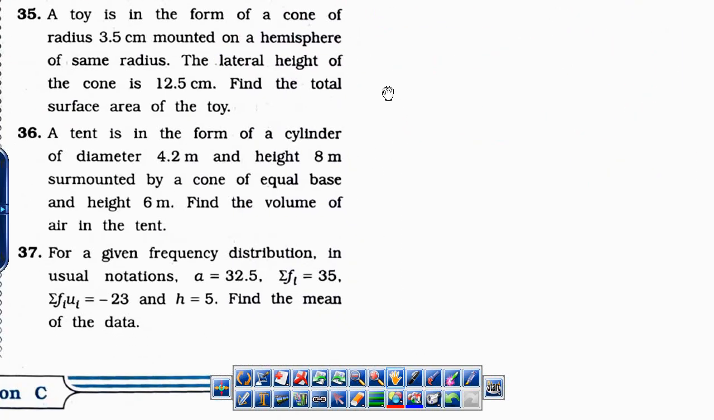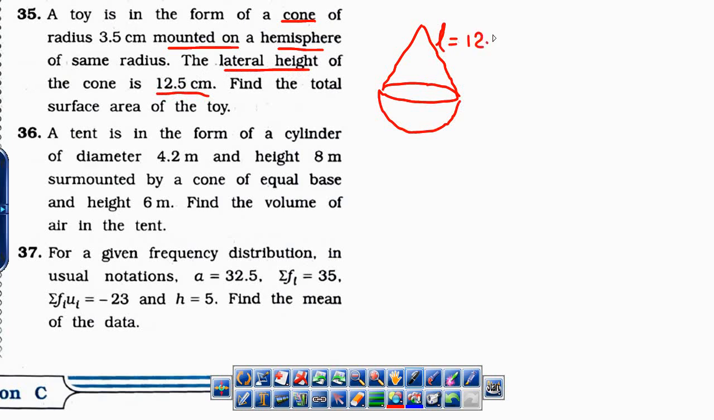A toy is in the form of a cone of radius 3.5 centimeter mounted on a hemisphere of same radius. Toy, cone mounted on hemisphere. The figure of cone mounted on hemisphere will look something like this. This is the toy. Lateral height of cone is 12.5, L 12.5. Find the total surface area of the toy and the radius is 3.5. The radius of both is same, R 3.5.